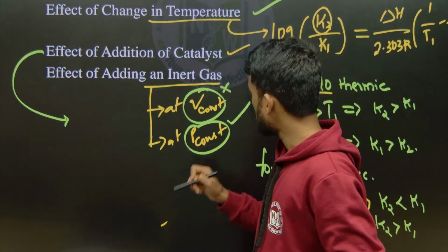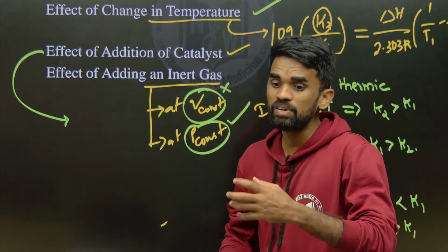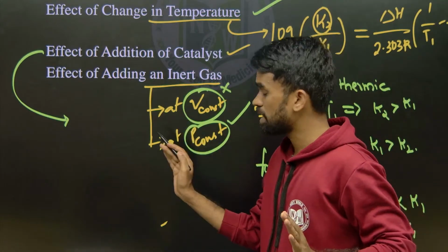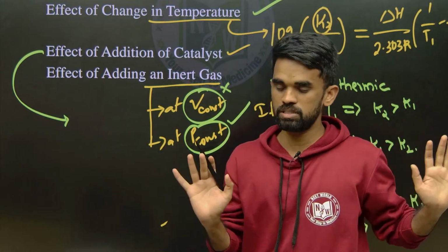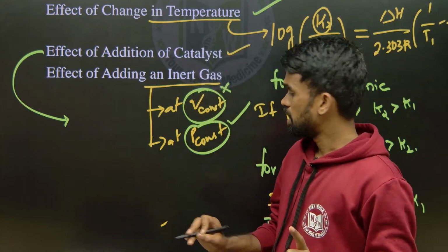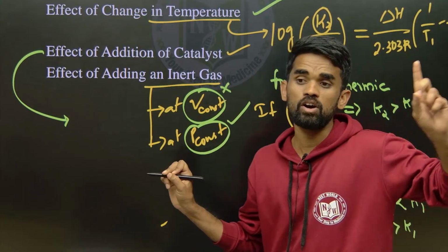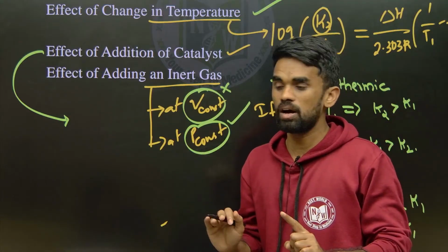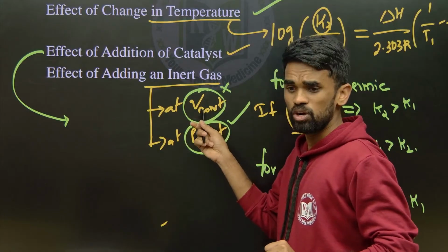At constant pressure, as I told you, addition of inert gas favors wherever we have more number of gaseous moles. You can remember one statement: addition of inert gas at constant pressure favors wherever we have more number of gaseous moles. Constant pressure is over. Now constant volume, no effect.